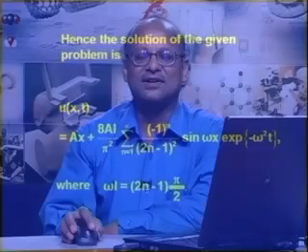So, thus we have solved the one dimensional wave equation and the one dimensional heat equation using the method of separation of variables. We can also discuss the two dimensional wave equation and the two dimensional heat equation, or even the three dimensional heat equation using the method of separation of variables.